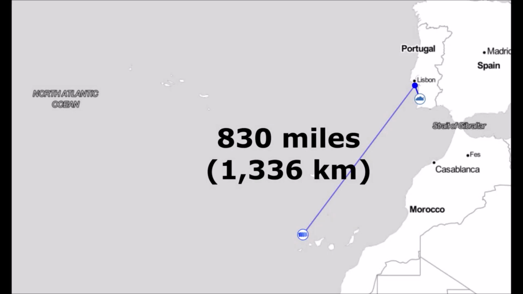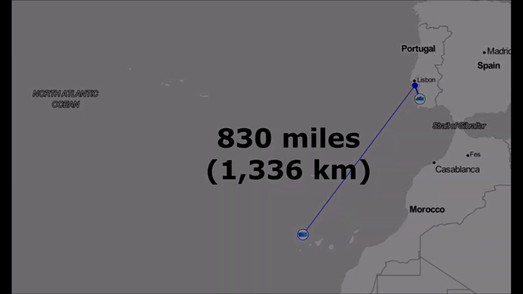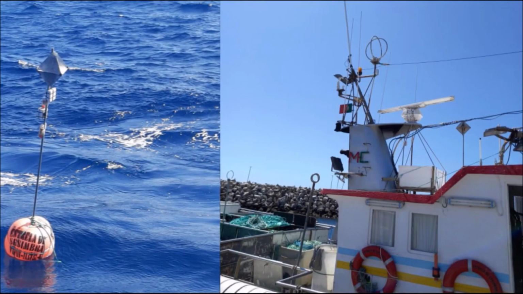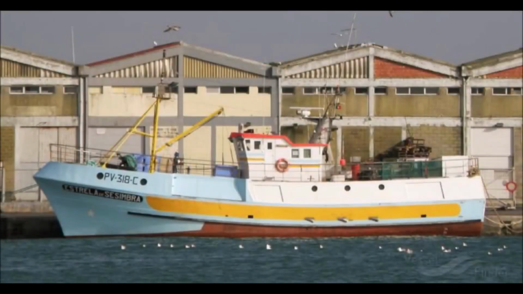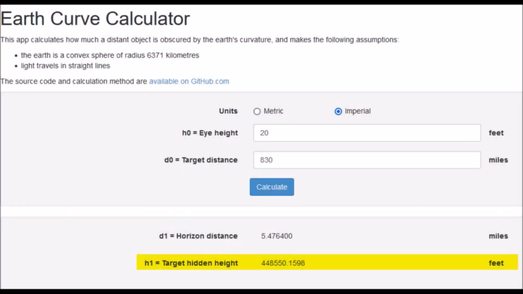But this world record LoRa communication was at a distance of 830 miles. What makes this even more remarkable is that the LoRaWAN trackers were placed on a fishing boat and a buoy. Here are the pictures. This world record communication occurred at almost sea level. Assuming an observer height of 20 feet, that gives us a globe target hidden height of 448,550 feet, or 85 miles.